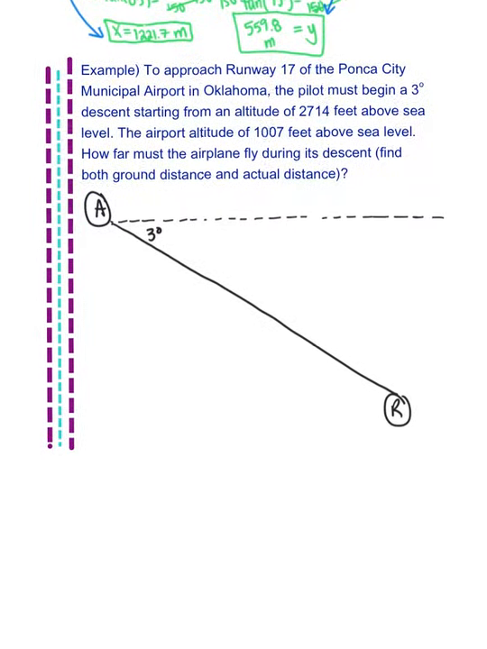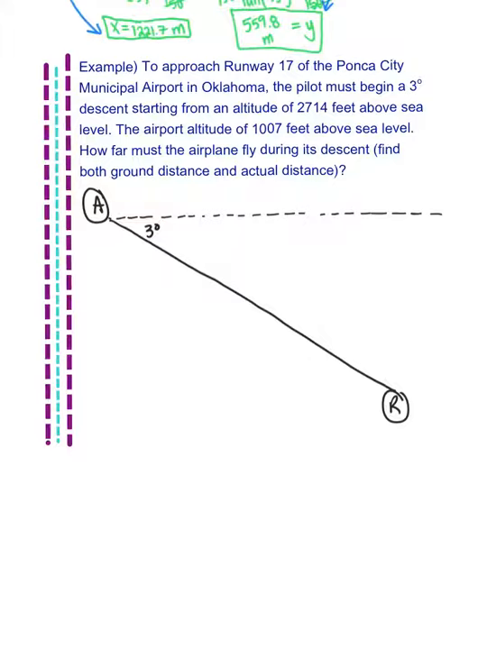To approach runway 17 at the Ponca City Municipal Airport in Oklahoma, the pilot must begin a 3-degree descent starting from an altitude of 2,714 feet above sea level. The airport's altitude is 1,007 feet above sea level. How far must the airplane fly during its descent? Find both the ground distance and the actual distance.